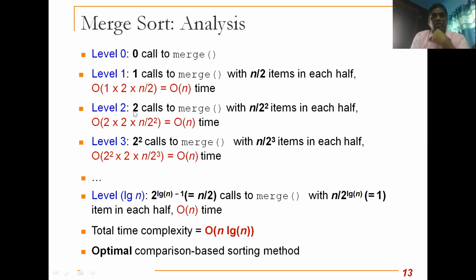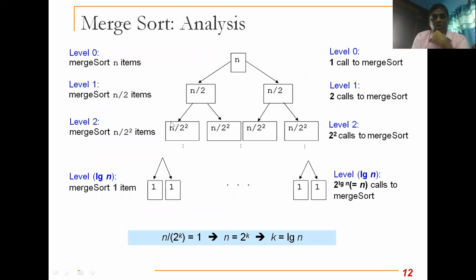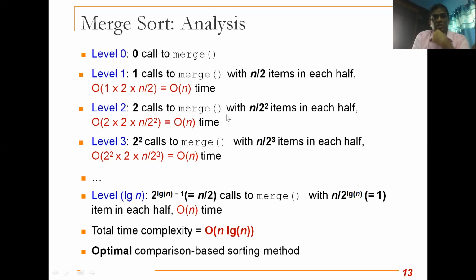Similarly, in level 2, how many merge calls are required? Go back. These two need to be merged, so one merge call, and these two need to be merged, that is the second merge call. So how many merge calls are required in level 2? Two merges. So two calls to merge are required in level 2, with n by 4 elements in each half, that is n by 2 square elements in each half. Merge always uses two halves only, so 2 into n by 2 square. What is the time complexity here? Again, in level 2 also we require order of n time for merging.